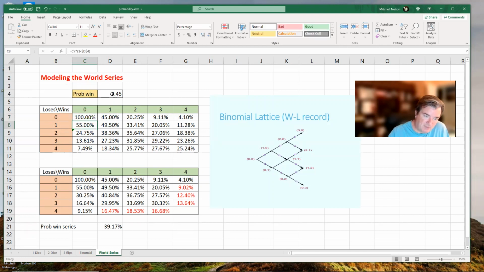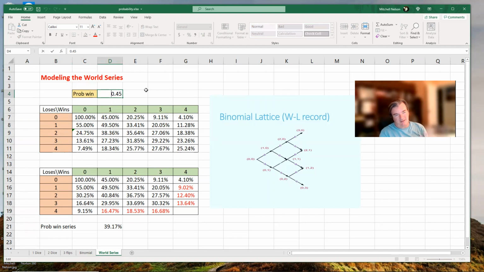We're saying, suppose the probability of your team winning a particular game, let's say your team is not quite as good as the other team, slightly worse. So the probability that your team's going to win an individual game is a 45% chance, not a 50% chance. Okay, so we'll put that in here.